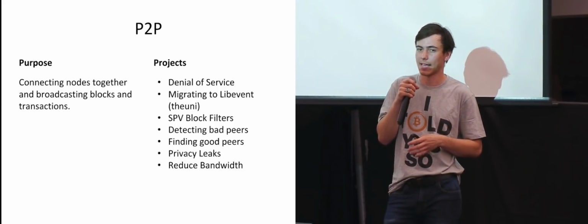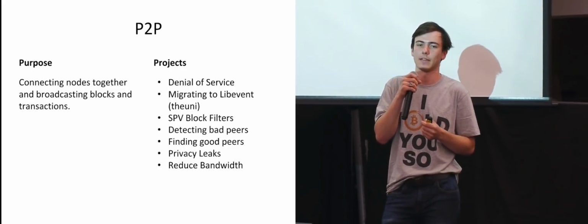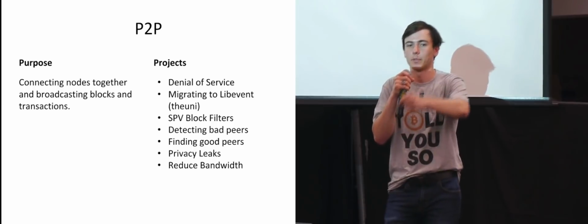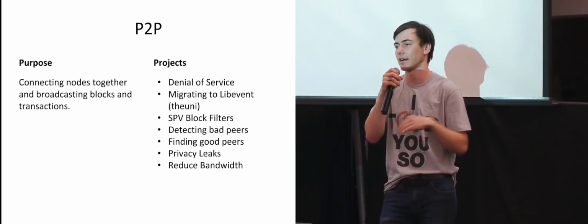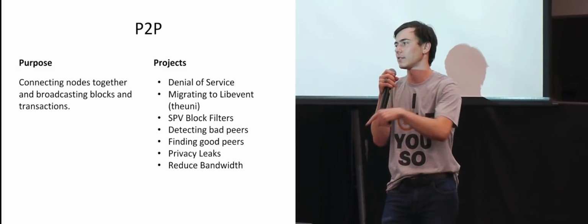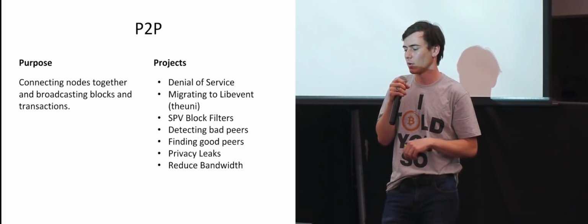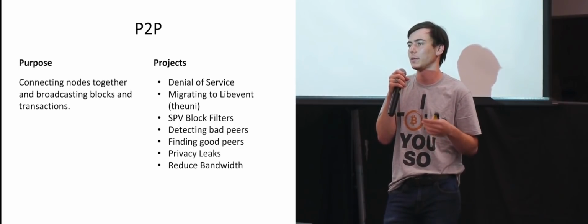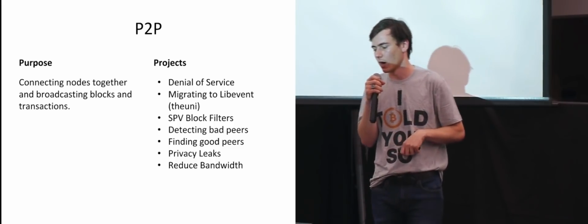People are working on something called SPV block filters. So you can think of the peer-to-peer stuff as the RPCs between nodes. So there's the RPCs for your own node that you're trying to use, but then these are things that anyone on the network or anyone in the world can ask you to do for them. So these SPV block filters would be really useful for building these lightweight wallets that I talked about earlier.